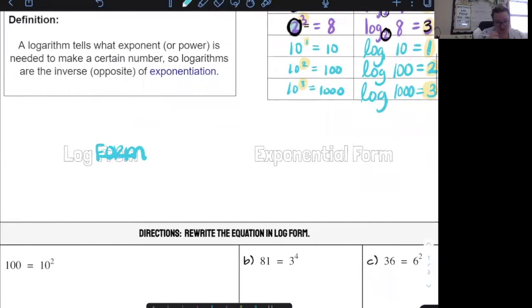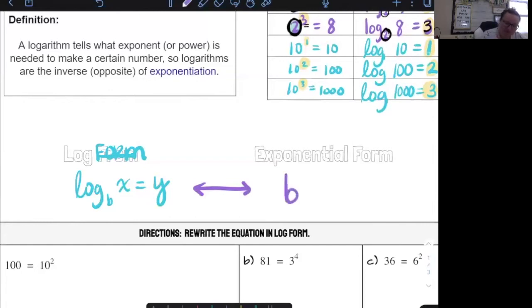Log form and exponential form. So our log form is you have the log base b of x equals y. So this is our log form. Log base b of x equals y. And then we have exponential form. So that can get converted into exponential form, which would be the base b, so b to the y is equal to x.